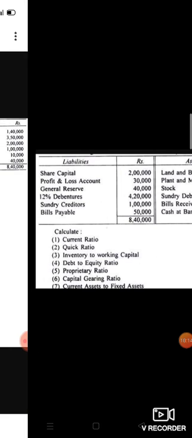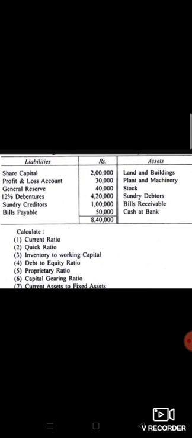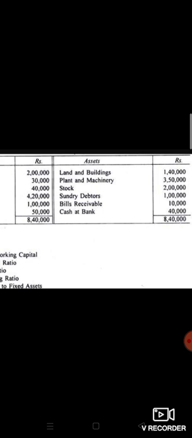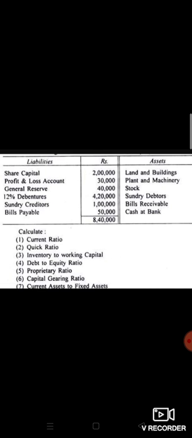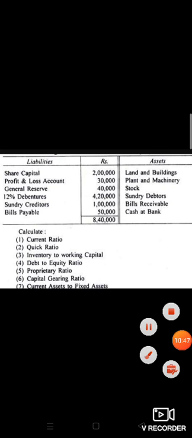The question, it's a balance sheet. This type of question may come in your examination. This is the balance sheet: liability, share capital, profit and loss account, general reserve, debentures, sundry creditor, bills payable, land and building, plant and machinery, stock, sundry debtor, bills receivable, cash at bank. Find out the current ratio, quick ratio, inventory to working capital, debt to equity ratio, proprietary ratio, capital gearing ratio, current assets to fixed assets.